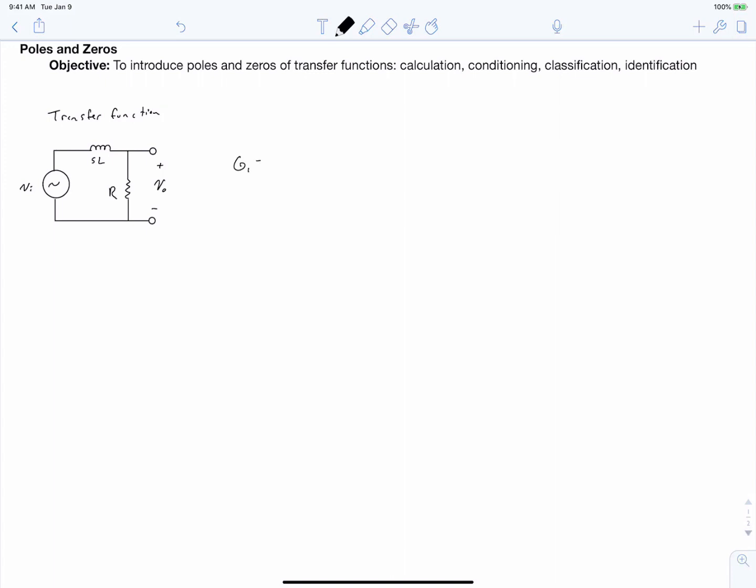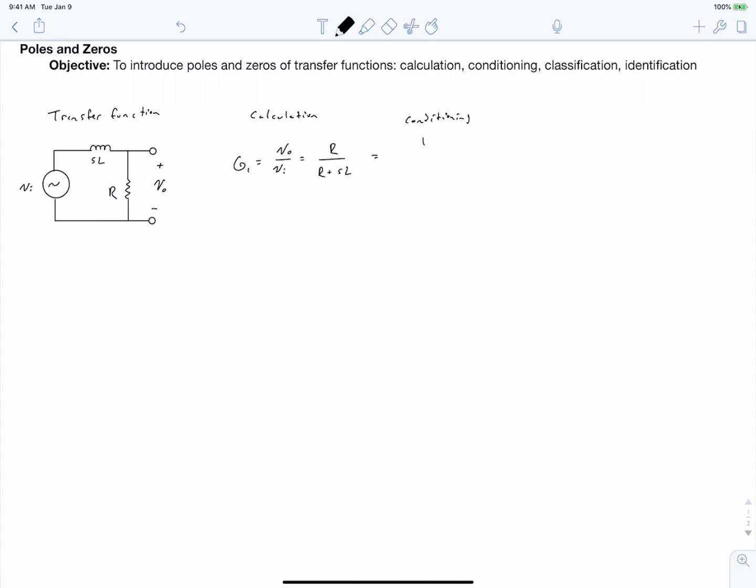So we can say that G1 is equal to V out over V in, which is equal to R over R plus sL. And we put this in the Laplace domain, and that brings along with it a lot of baggage, which you have gone over previously in your signals and systems class. We know that we can convert this transfer function into a frequency response transfer function by evaluating the transfer function at s equals j omega. So we can say that this is the calculation phase, and then what we want to do is condition this to get it into a canonical form.